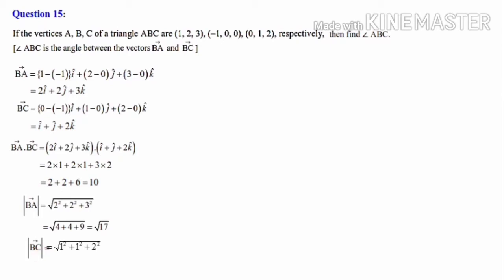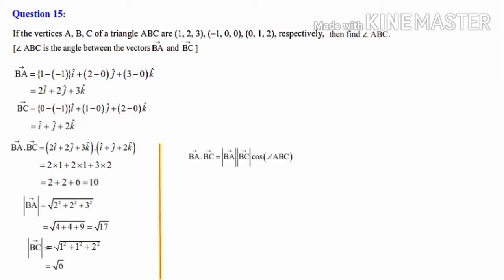Next, the modulus of BC. Modulus of BC is root of x square plus y square plus z square, that is 1 square plus 1 square plus 2 square. So 1 square is 1, again 1 square is 1, plus 2 square, that is root of 1 plus 1 is 2, 2 plus 4 is 6.